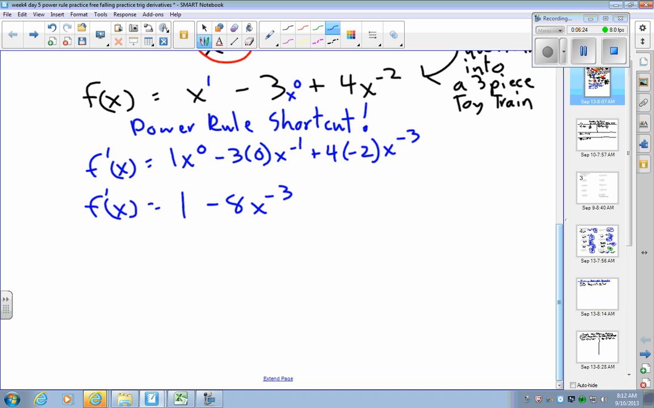The derivative of x is 1. The derivative of any number is just 0. And then that 4 and negative 2 fall down to get a negative 8.